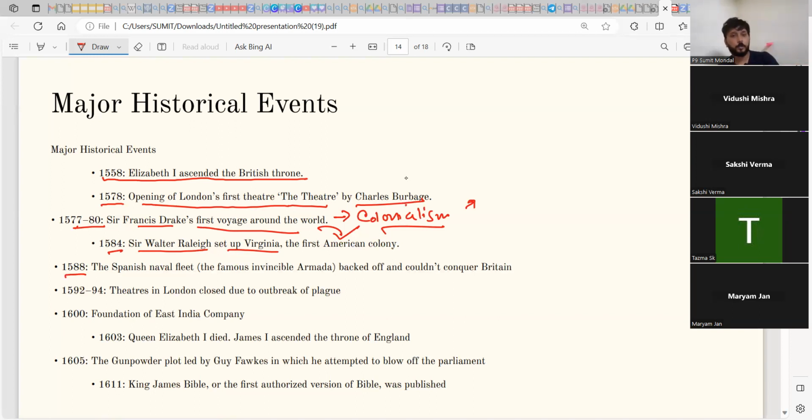Before that, people used to voyage for new discoveries, but now it is for the establishment of colonies. 1588, the Spanish naval fleet backed off and couldn't conquer Britain. Then you can see the supremacy of Britain being gained. And 1592 to 94, theatres in London closed due to the outbreak of plague.